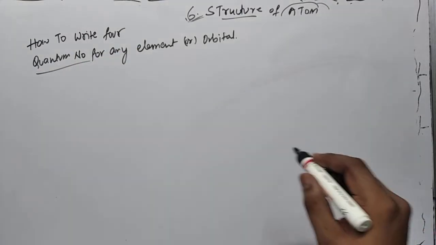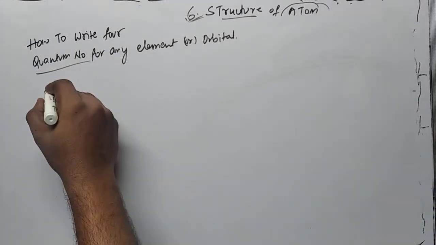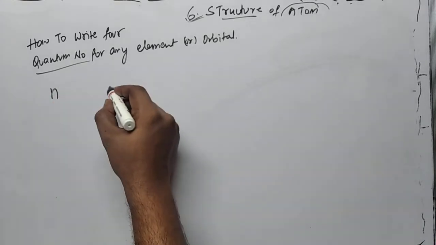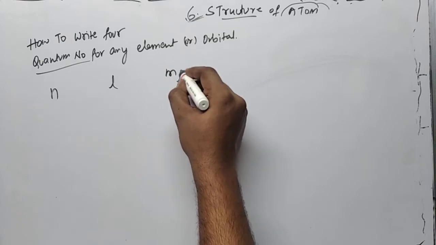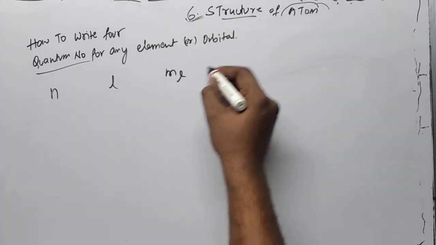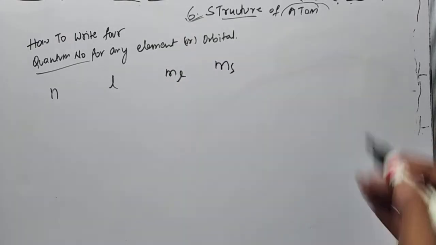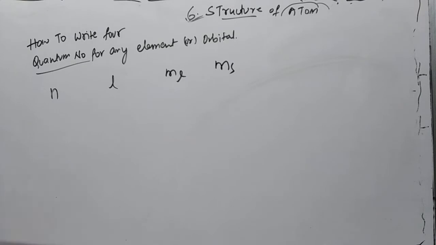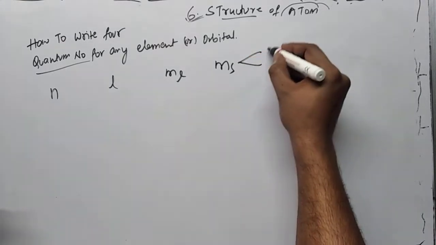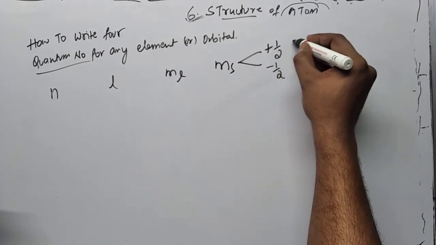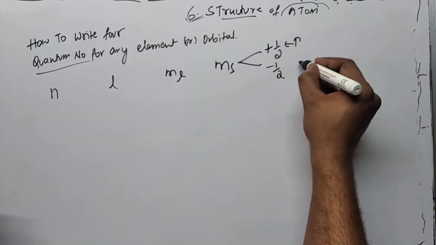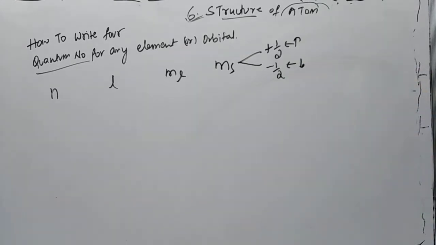So what quantum numbers are there? There are four: the principal quantum number, the angular momentum quantum number, the magnetic quantum number, and then the spin quantum number. So you should know what the values are. The spin quantum number has only two values, plus half and minus half. Suppose it is the first electron, we have to write plus half. If it is the second electron, we have to write minus half. It is simple.